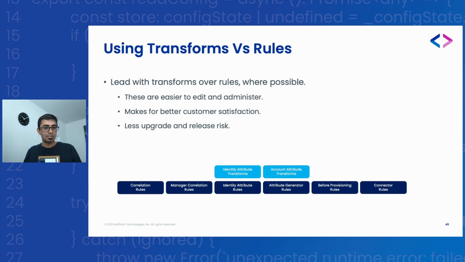For example, for the identity attribute rule, the recommendation is to go with the identity attribute transform. For the identity generator, we need to use the identity attribute transform. Similarly, for correlation and manager, we need to use a correlation config and manager config. And for the operation rules, if we have a requirement to perform any after-operation activities, it's always better to leverage workflows.